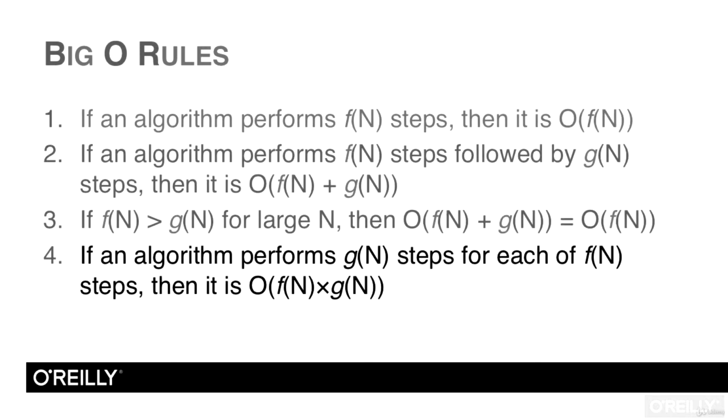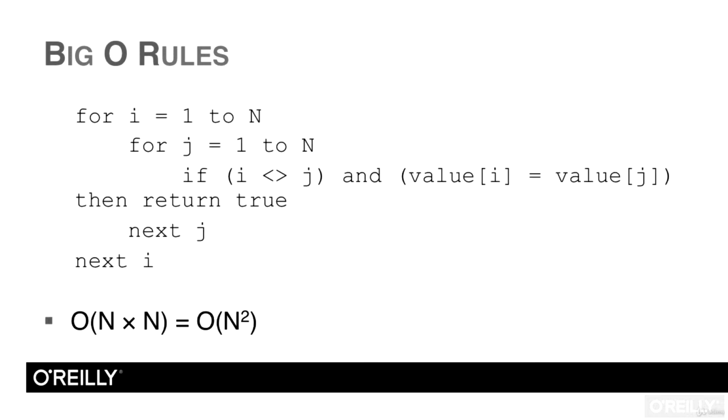Rule 4 says, if an algorithm performs g of n steps for each of f of n steps, then its behavior is order f of n times g of n. For example, this algorithm determines whether an array contains two identical values. The for i loop loops through the array.